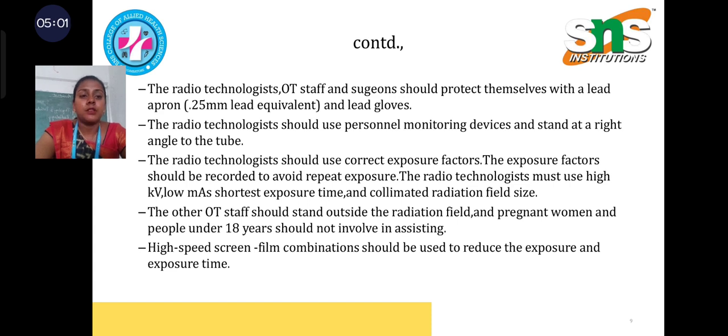The radiotechnologist should use correct exposure factors. The exposure should be recorded to avoid repeat exposure. The radiotechnologist must use high kV, low mAs, shortest exposure time and collimated radiation field size. The other OT staff should stand outside the radiation field, and pregnant women and people under 18 years should not be involved in assisting. High-speed screen film combinations should be used to reduce the exposure and exposure time.